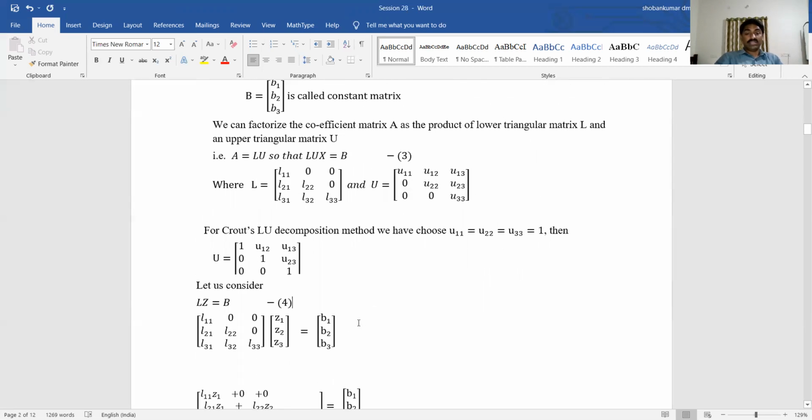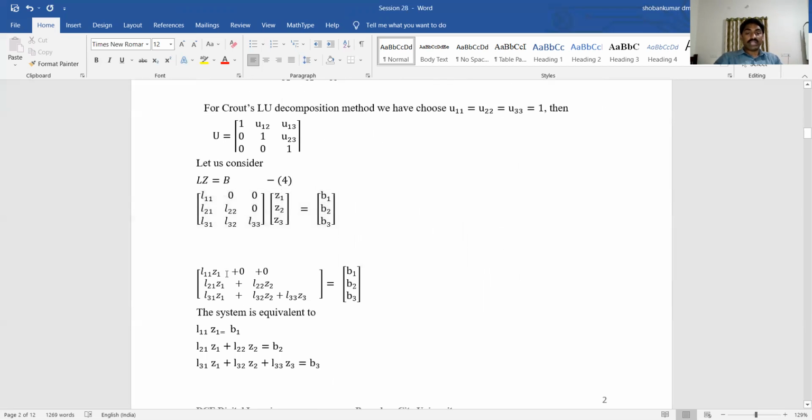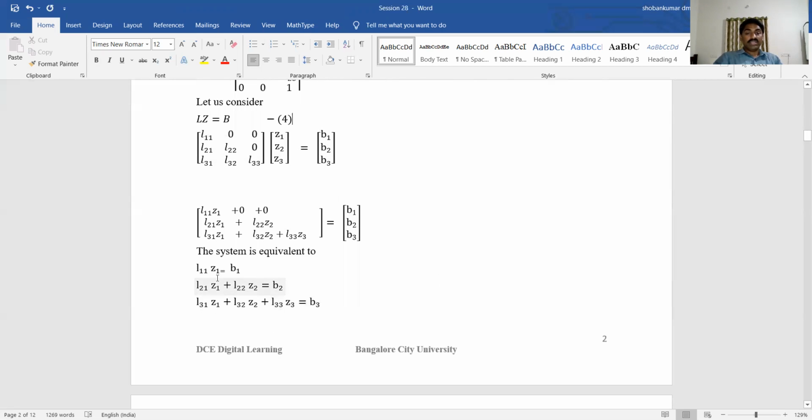Let us consider, according to Crout's method, LZ is equal to B. We take L into Z is equal to B. L, we know, is a lower triangular matrix. Z is Z1, Z2, Z3, and B is B1, B2, B3. Now L is a lower triangular matrix, and we can expand it. Here L into Z, and equating corresponding elements in the right hand side, we get three equations.